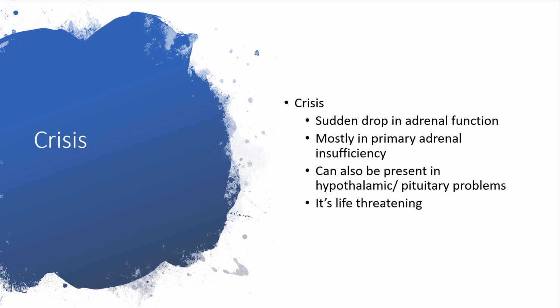Crisis. In Addisonian crisis, the problem will be sudden. Why? Because there will be a sudden drop in adrenal function. Mostly, this will occur in primary adrenal gland failure. It can also be present in hypothalamic or pituitary problems, but mostly in primary adrenal insufficiency. It is a life-threatening situation. So when you hear the diagnosis that this individual is having Addisonian crisis, it means we have to be on the run immediately.